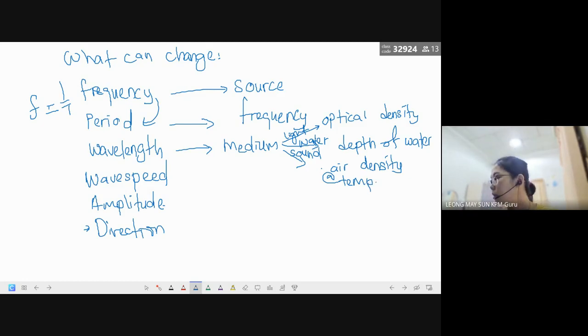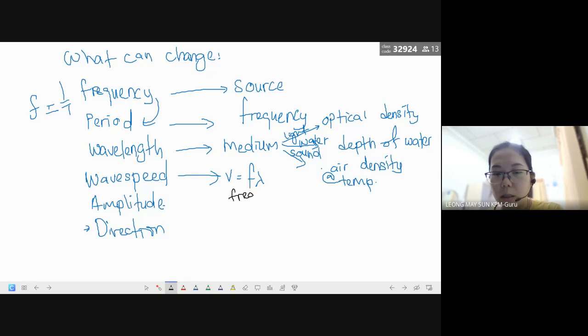Okay, so these are actually some of the characteristics of the medium that will change the wavelength. Then the wave speed formula is v equals f lambda. So what can cause the wave speed to change? That would be the frequency, the wavelength, or the period.